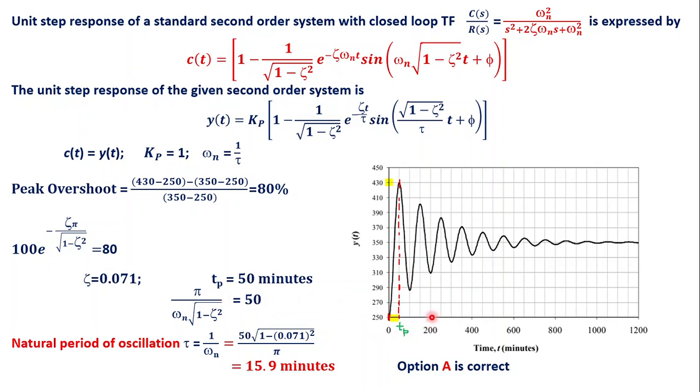This is 200 minutes, therefore this is 50, 50, 50, 50. So the peak time is 50 minutes, right? So at 50 minutes it reaches the peak overshoot. So the peak time expression is equated to 50, and finally we can find out the natural period of oscillations. So we can do this, right? I'll wait, you can go through this. It's very easy.